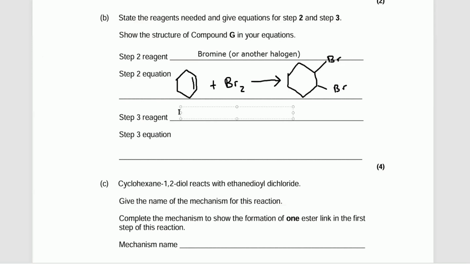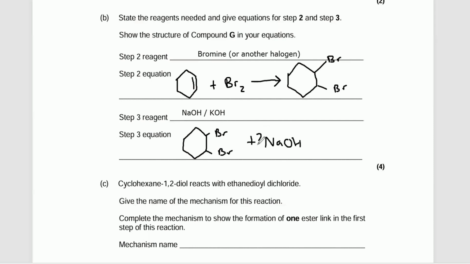So we want to go from that. What happens if you want to replace those with OH groups? That is just straightforward substitution. We can do that using a strong alkali, something like sodium hydroxide or potassium hydroxide. Now we do need to redraw compound G. So we're going to redraw that here.